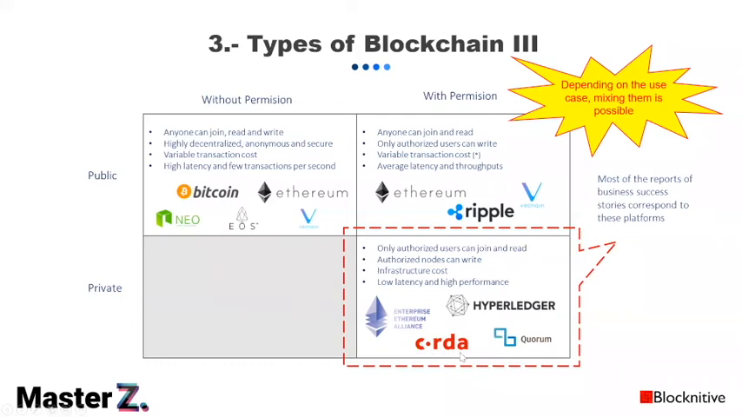R3 Corda is more for the financial system, and Corda and Hyperledger are the ones fighting for the B2B business. However, from my point of view, from my expertise and what I'm seeing in the market, most of the reported business success stories correspond to the Hyperledger Fabric platform. Then I want you to remember this sentence: depending on the use case, you will use one network or another, and mixing them is possible. Okay.